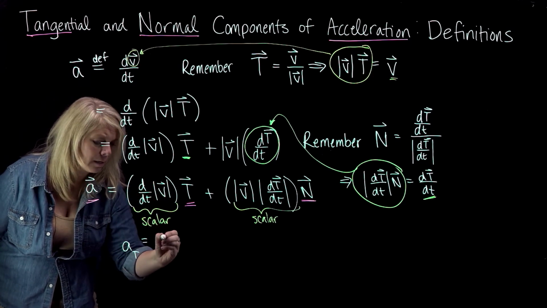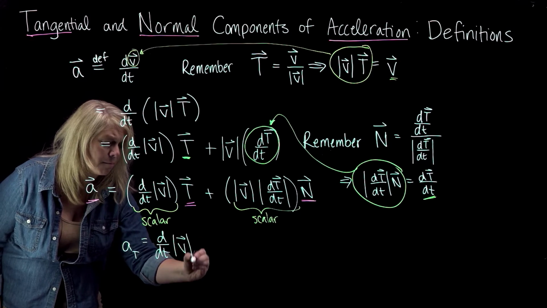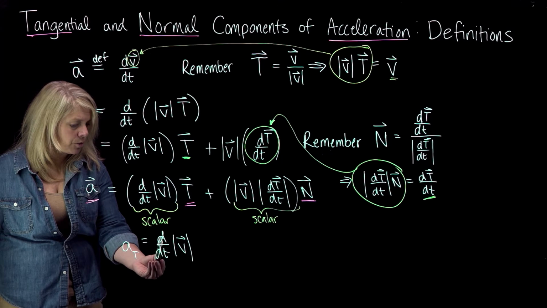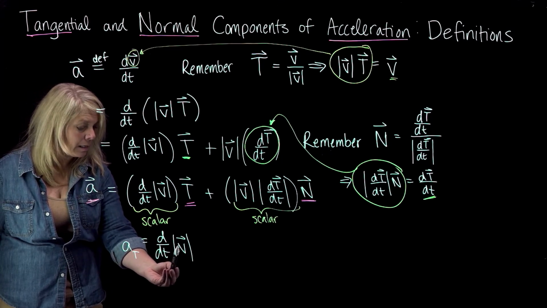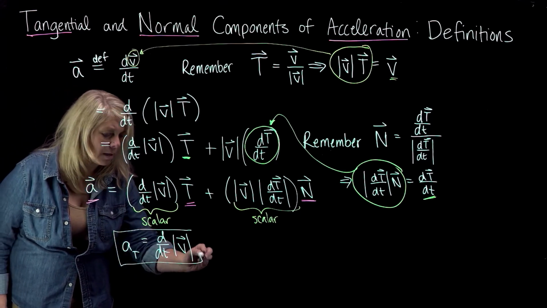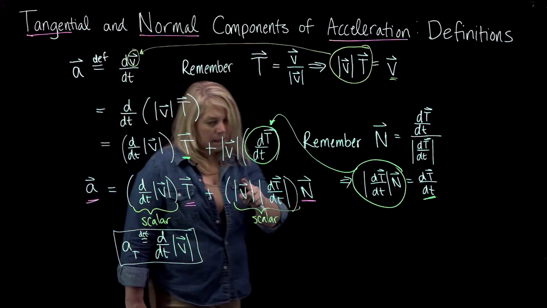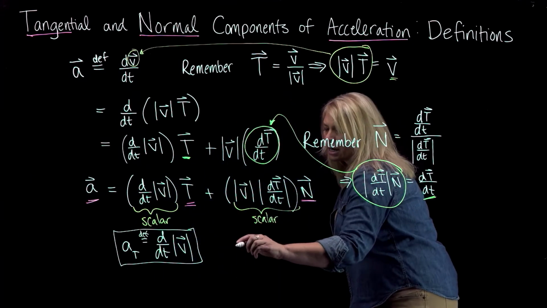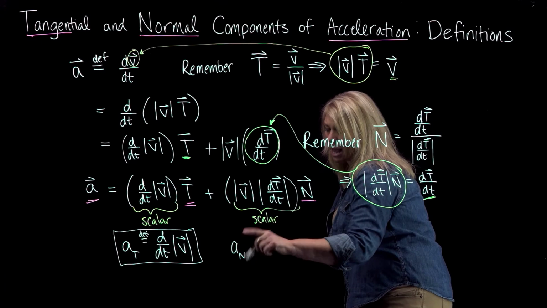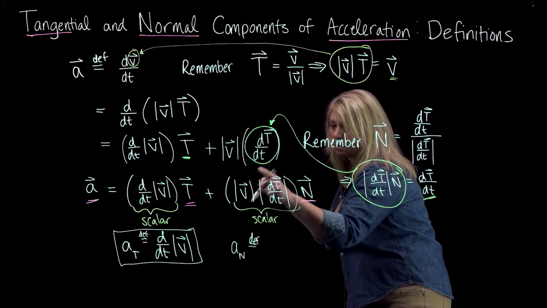This is a scalar quantity: the derivative with respect to t of the magnitude of the velocity vector. Notice this is the rate of change of speed with respect to time. That's the tangential component of acceleration, that's how it's defined. And then this quantity over here is the normal component of acceleration, a sub N, and that's defined to be this scalar quantity here.